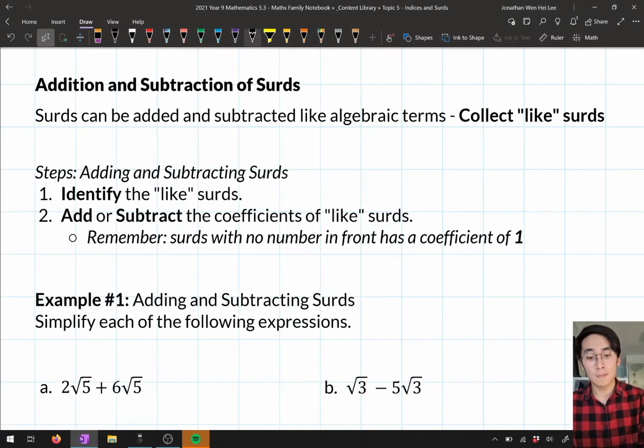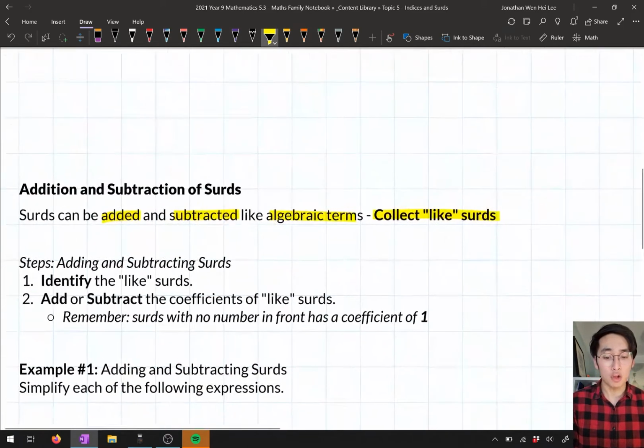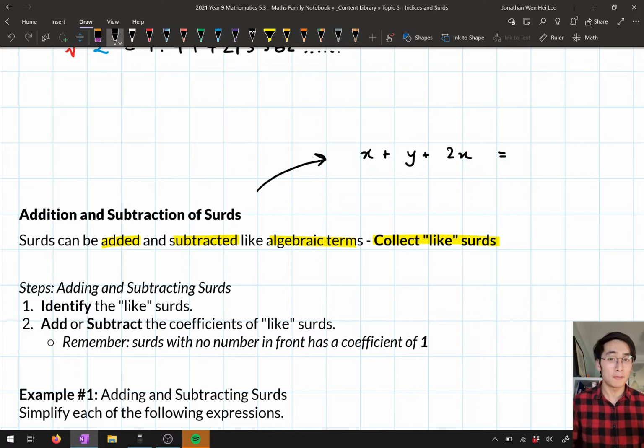Surds can be added and subtracted like algebraic terms. This is like collecting like surds. If you remember from algebra, when you have an expression like x plus y plus 2x, we can simplify this by identifying the like terms. Here, x and 2x are the like terms, and we combine these together, so this becomes 3x plus y. We can apply this with surds as well. We can treat the square root number like one of our polynomial terms, and just add and subtract them by looking at the coefficients of those surds.